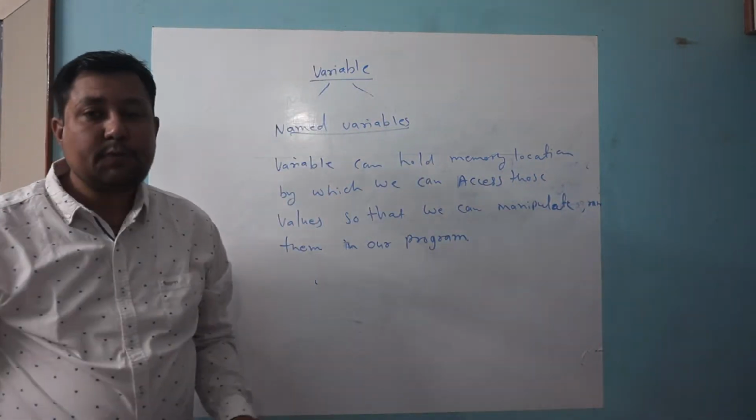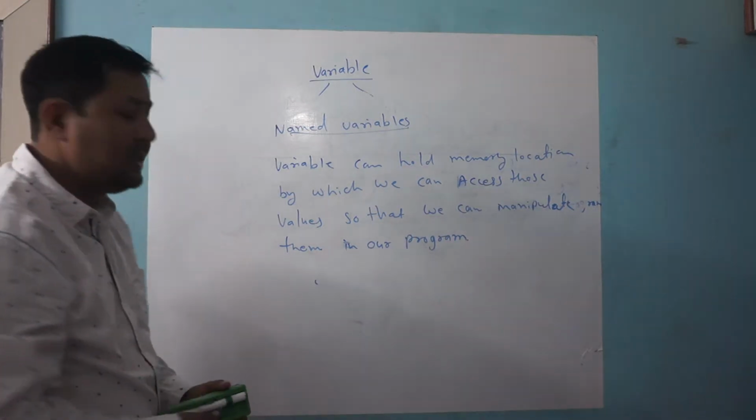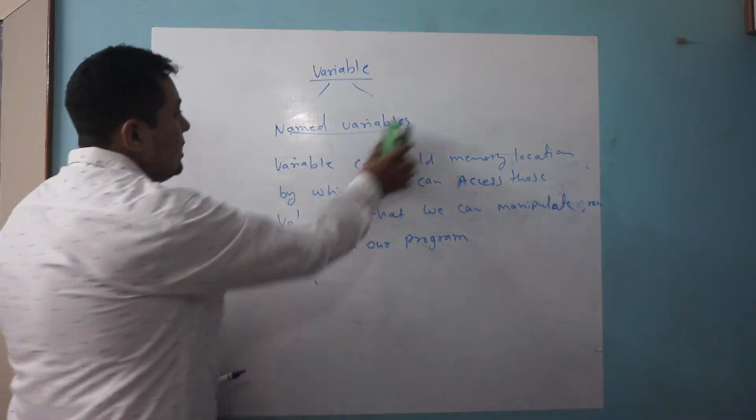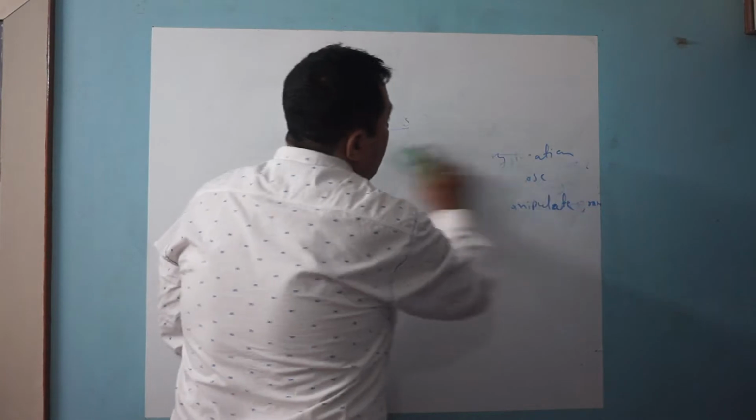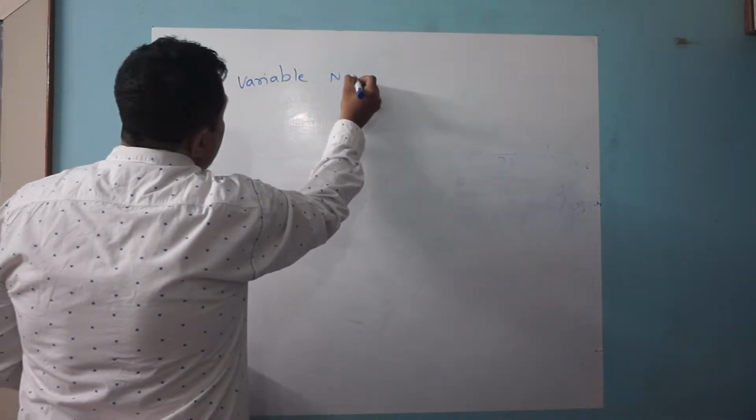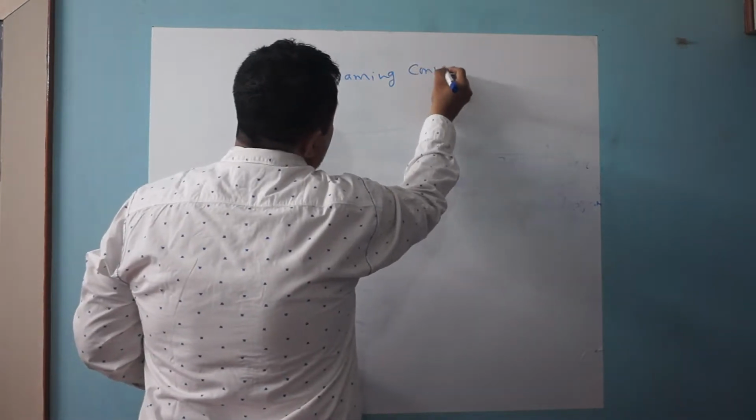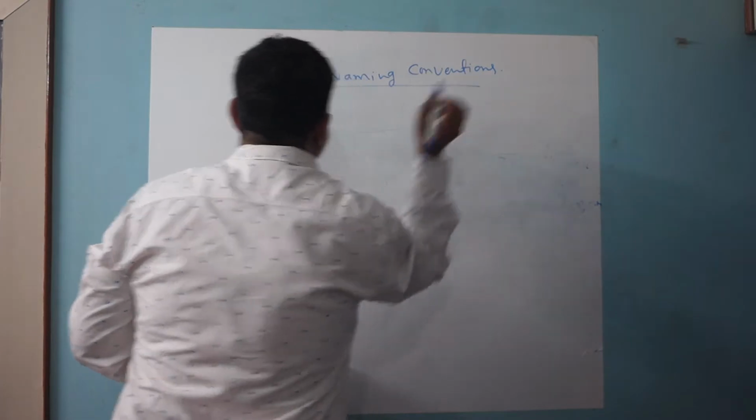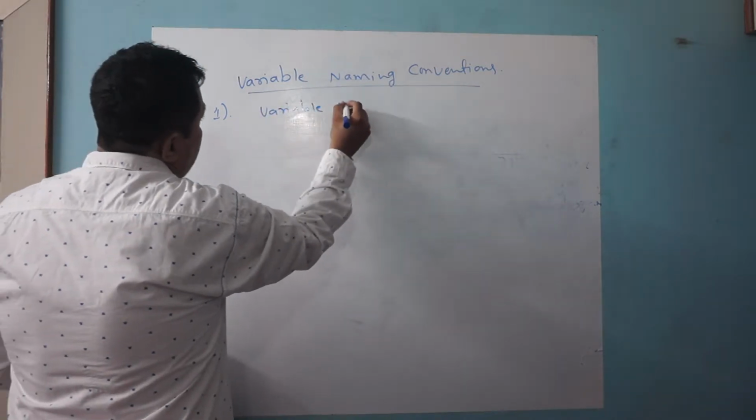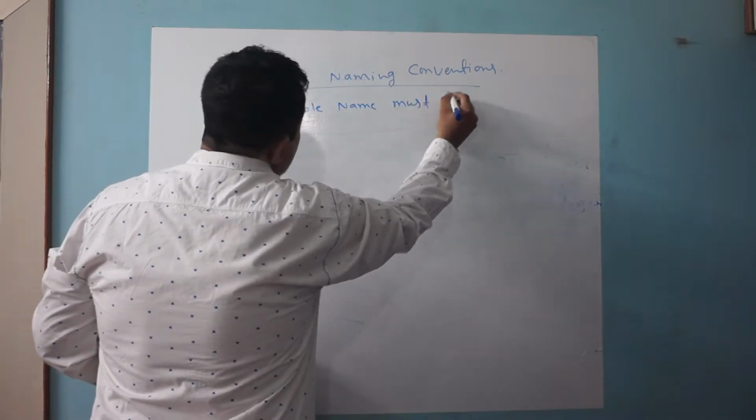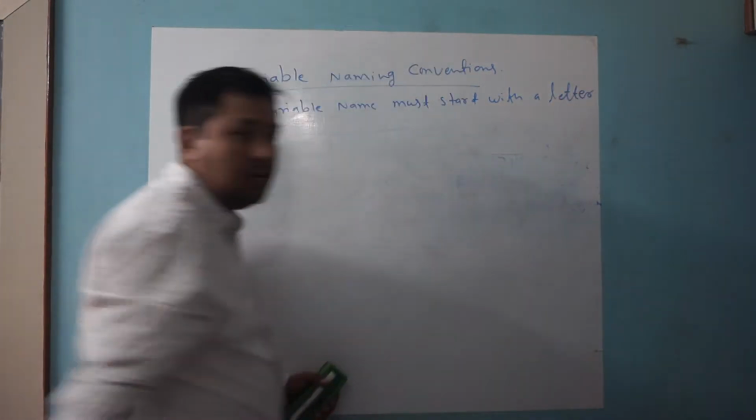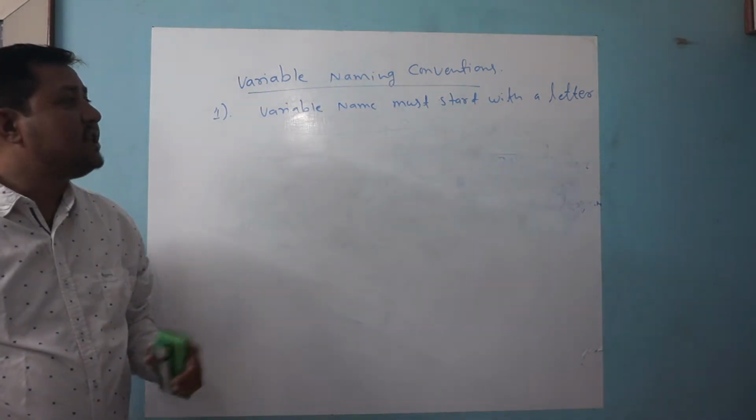Now the question here is, what should be a variable name? There are certain variable naming conventions which must be followed in the C programming language. Those rules are known as variable naming conventions. The rule number 1 is that a variable name must start with a letter.